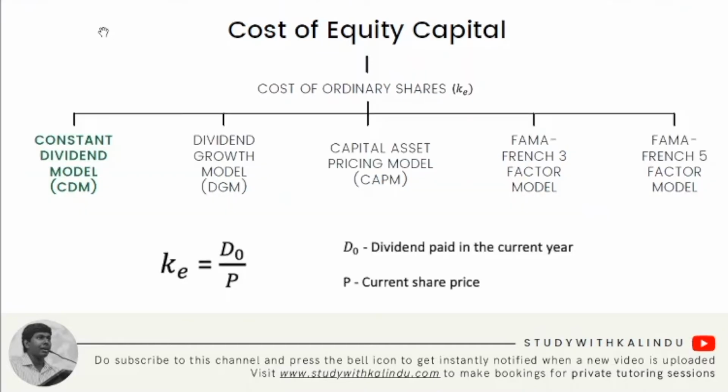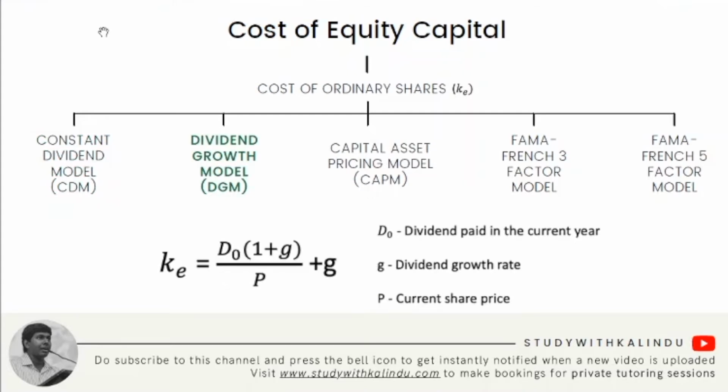When we look at the constant dividend model, the cost of equity is calculated by just dividing the current dividend by the current share price. Now, what is the dividend paid out as a percentage or proportion of your current share price? The dividend paid in this case would be your cost of ordinary shares. That's very straightforward, right? Well, in the dividend growth model, you take the current dividend and apply the dividend growth rate. So, D naught into 1 plus G and divided by the current share price, right?